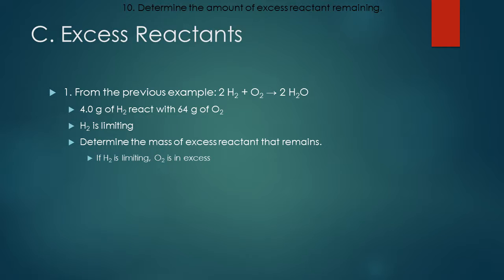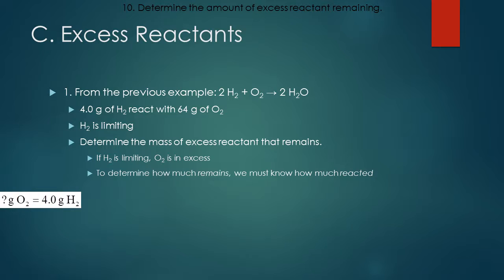Well, the fact that hydrogen is limiting means that the oxygen must be in excess. In other words, there's going to be some left over once all the hydrogen runs out. That, by definition, makes it an excess reactant. So if we want to determine how much remains, we need to figure out how much of that oxygen reacted in the first place. So we're just going to do another gram, mole, mole, gram problem. We want to know the mass of O2 that is going to react with 4 grams of hydrogen. So just another gram, mole, mole, gram.